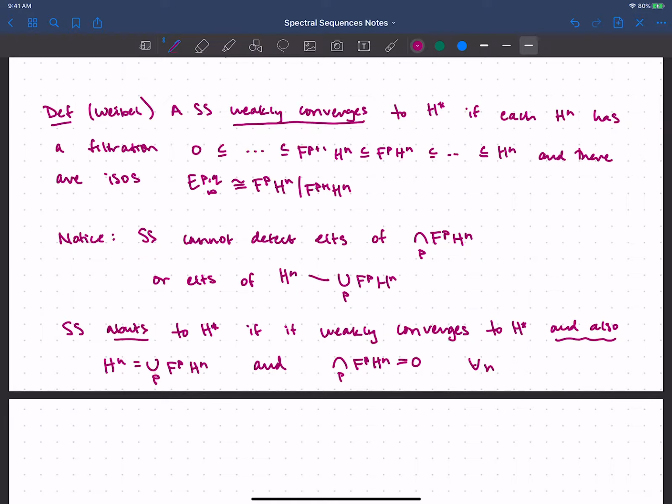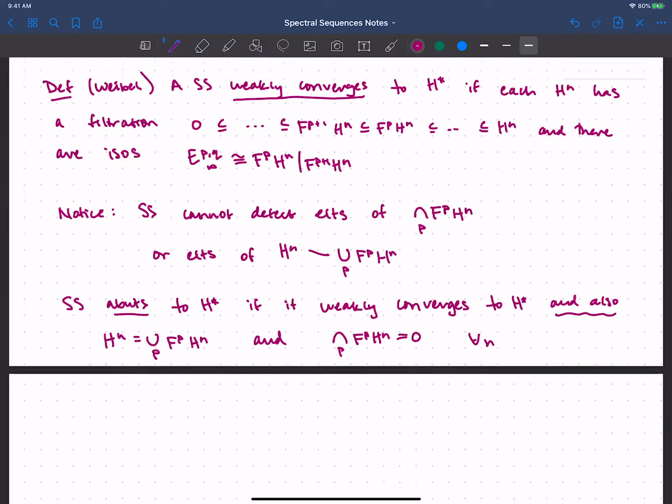Okay, so sometimes people just say abuts to the E infinity page, and they don't really specify that we have these conditions, so tend to think that we have these conditions in mind. Again, I'm following Weibel's terminology here. It's not consistent everywhere. But the whole point is that we have this spectral sequence. There's a filtration of each of these things that we're after, and we've identified the E infinity terms with those filtration quotients, and we're not missing anything in terms of things that are in the intersection of all these filtered pieces, or things that don't show up in the union of them.